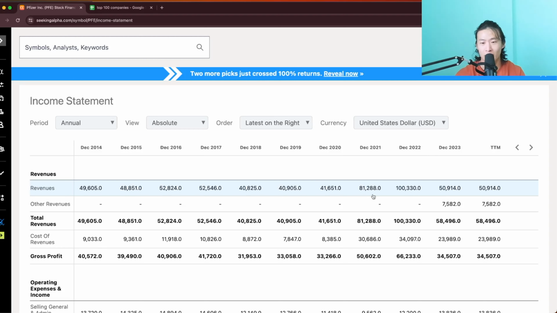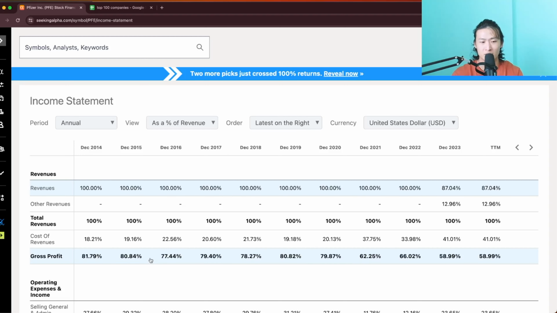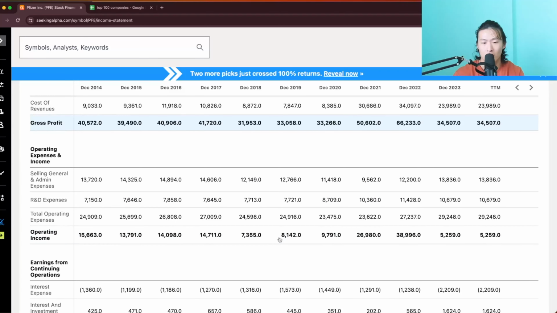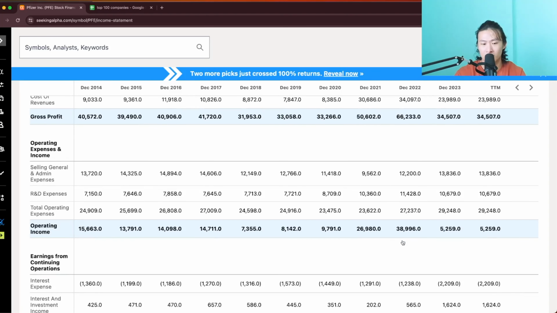And I don't really want to make guesses here, but it is likely due to the whole world purchasing vaccines from them. Their gross profit margin seems to be decreasing. It was once hovering around the 80% mark, but right now it is around the high 50s. Operating income right now is at $5.2 billion, and in the past it was around $15 billion to around $8 billion, with the exception of 2021 and 2022 with $26 and $38 billion respectively.